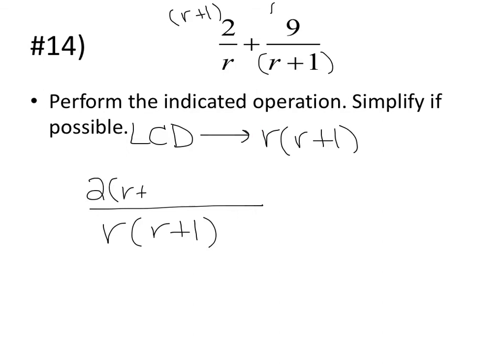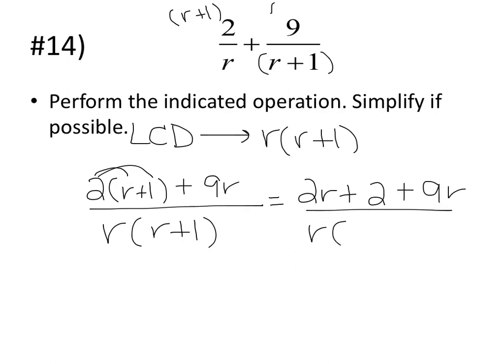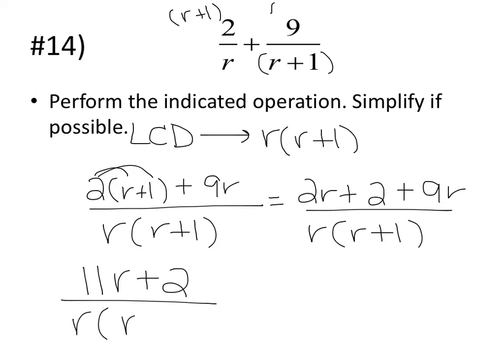So then you have 2 times r plus 1 plus 9r. If I distribute this, I get 2r plus 2, and then I still have my plus 9r, and this is still over r times r plus 1. And then 2r and 9r are like terms, so you can add those to get 11r. Still have that plus 2, don't forget about that. And it's over r times r plus 1. Make sure you put parentheses so you don't accidentally cancel things that don't need to be canceled.